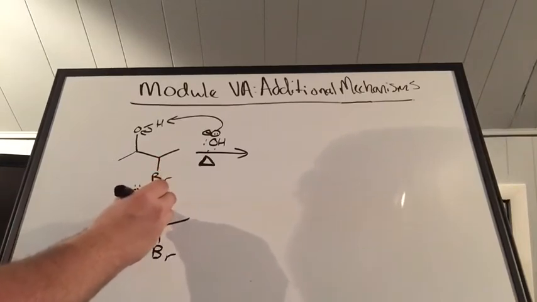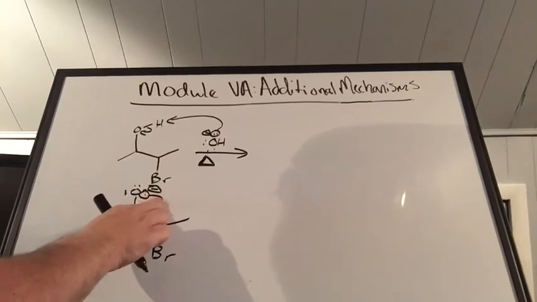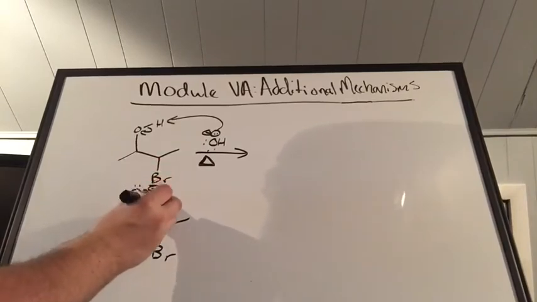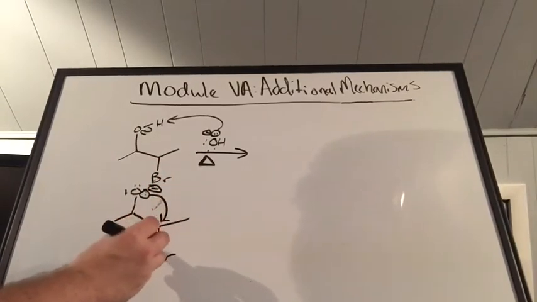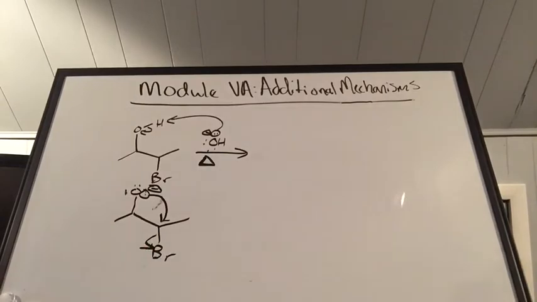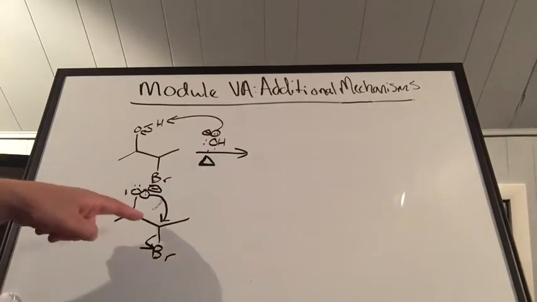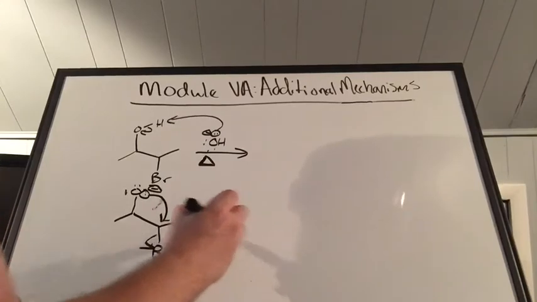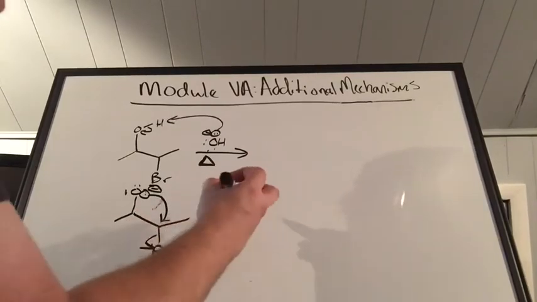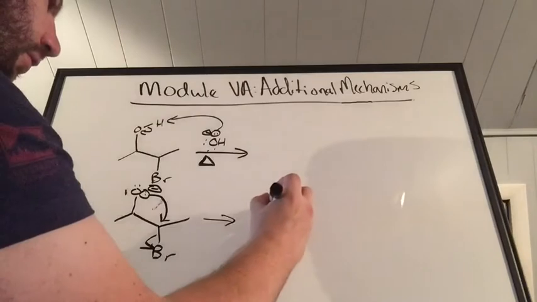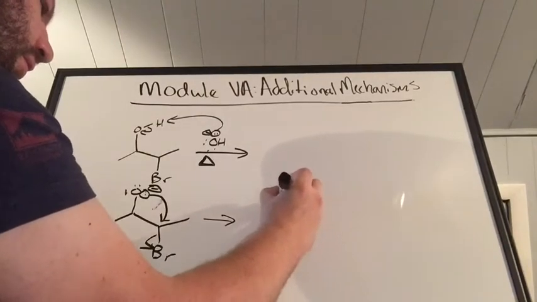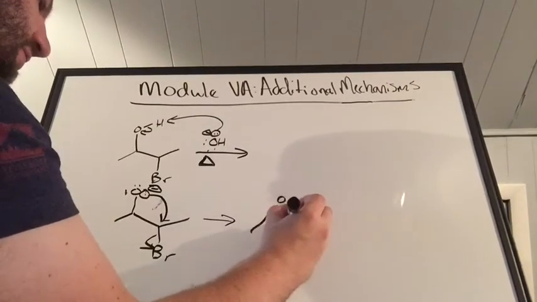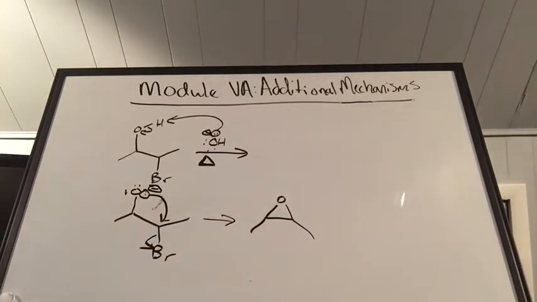Okay, so if we have a lone pair that comes down, it is going to boot off that bromo group. Right? So it needs something to coordinate to that is slightly electron deficient. In this case, it's going to be that alpha carbon to it. So we're going to boot off a bromo group, and then we're going to have this epoxide as a result.